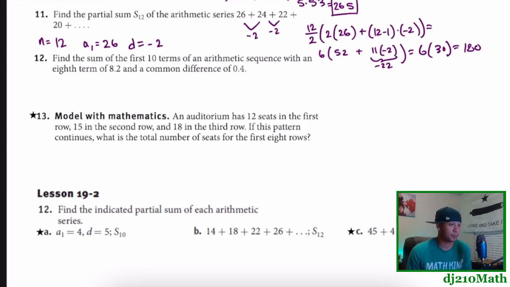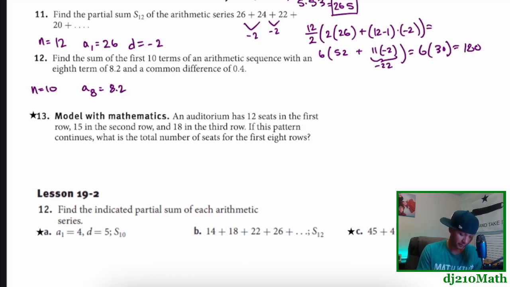All right. Number 12. Find the sum of the first 10 terms. So right away, n is equal to 10 of an arithmetic sequence with an eighth term of 8.2. So a sub 8 is 8.2. And a common difference of 0.4.